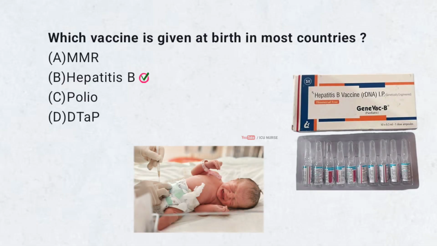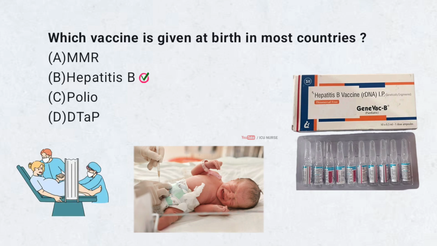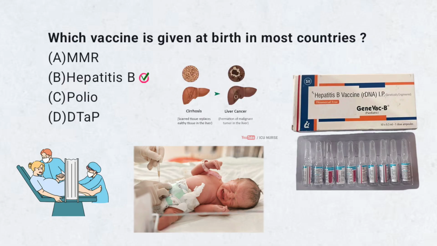Hepatitis B vaccine is routinely administered shortly after birth in most countries. This is because newborns are vulnerable to hepatitis B virus transmission during childbirth or from infected caregivers. Early vaccination reduces the risk of lifelong liver disease, including cirrhosis or liver cancer. The World Health Organization and CDC advise the first dose within 24 hours of birth for maximum effectiveness.